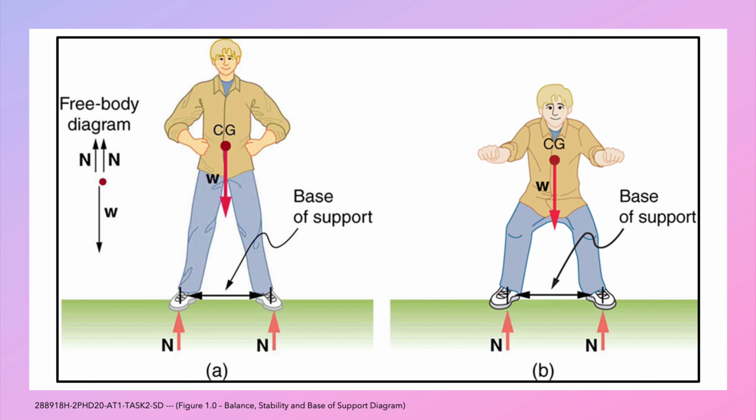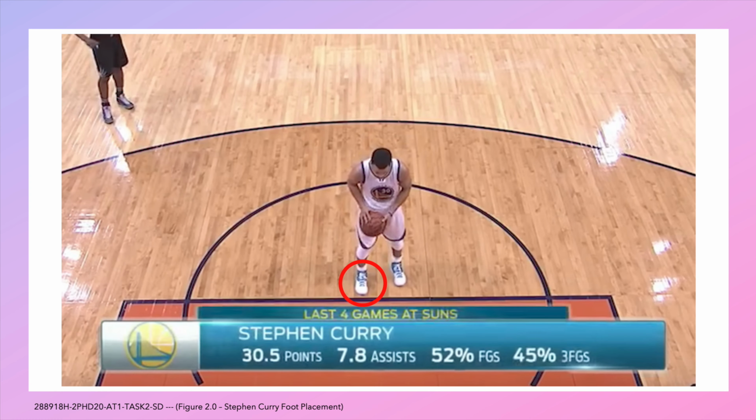An object or body is balanced when the center of gravity is within its base of support. The base of support refers to the area beneath an object or person that includes every point of contact that the object or person makes with the supporting surface. In Curry's free throw technique, it is evident that he positions his feet shoulder width apart with his dominant side foot slightly closer to the basket.